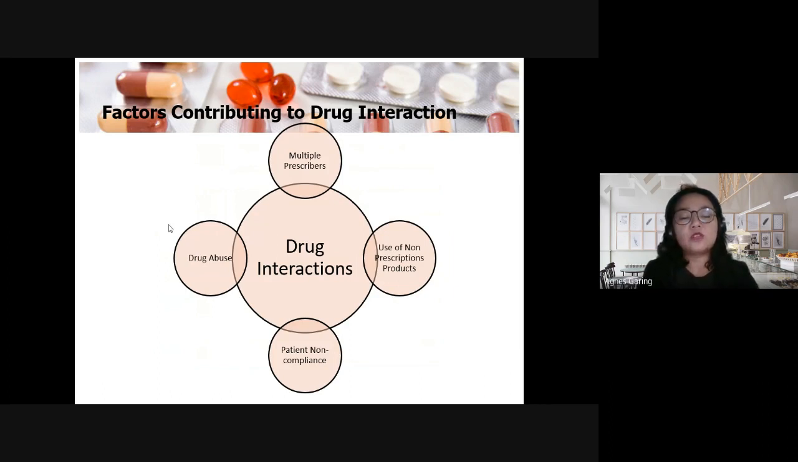And then, drug abuse, di ba? The dose of the drug or medication may also be a contributing factor to drug interaction as well as the patient's non-compliance. We may prevent patient's non-compliance by giving the right counseling to the patient.